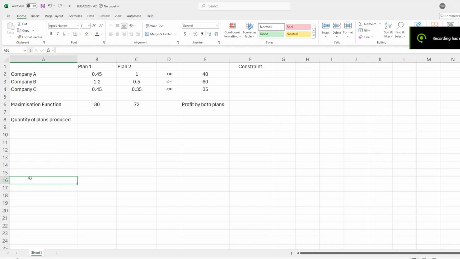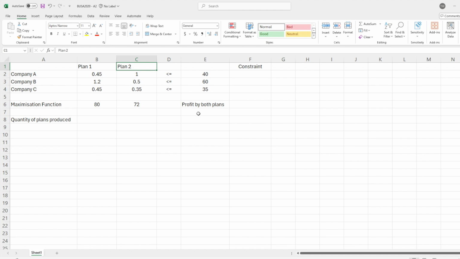Here is an Excel representation of the table that was listed in part 2. As you can see, there are companies A, B, and C with their production rates of plan 1 and plan 2 in hours. And then down here is our maximization function, 80 being the profit contribution of plan 1 and 72 being the profit contribution of plan 2.